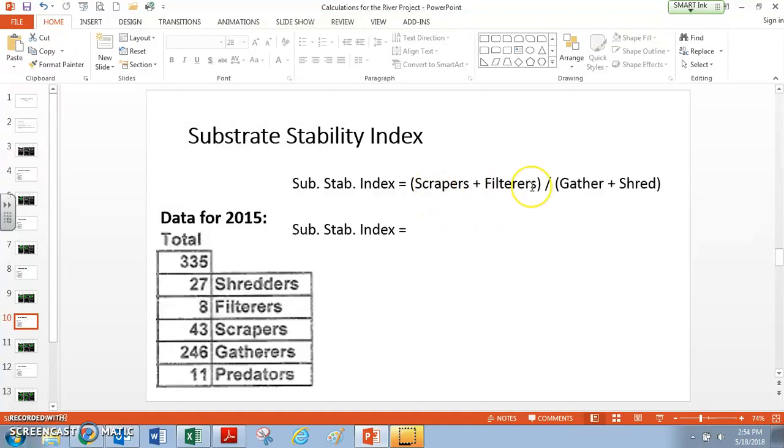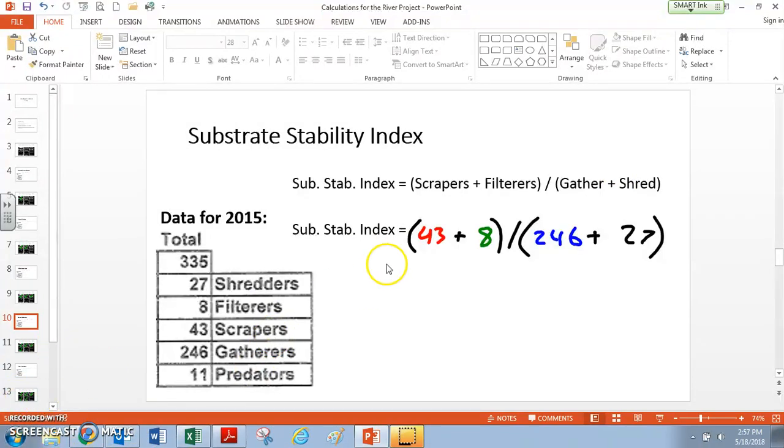Scrapers and filterers both need something to cling on to. So if there's a lot of them, that means it's a very stable substrate, with a lot of rocks and things that are not moving around very much. Gatherers and shredders don't need to cling on to anything. They can just crawl or swim around. So if there's mostly gatherers and shredders and we have a low number, that means our substrate must not be very stable. So let's go ahead and set this up and figure out what our answer is.